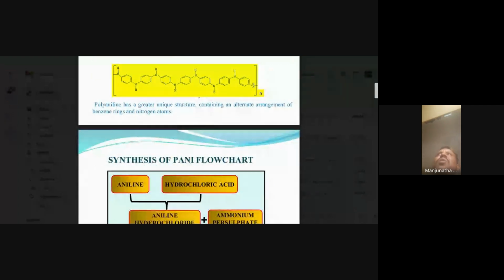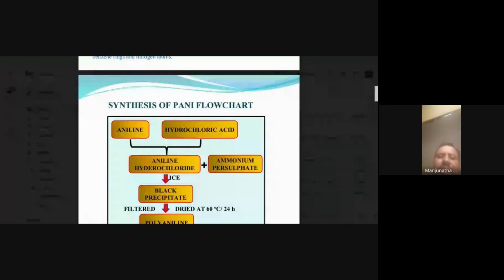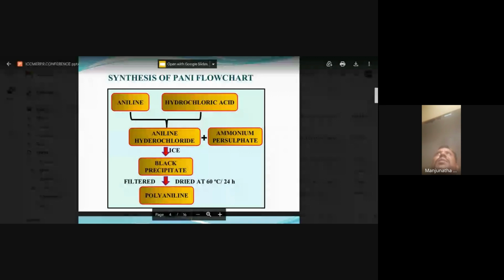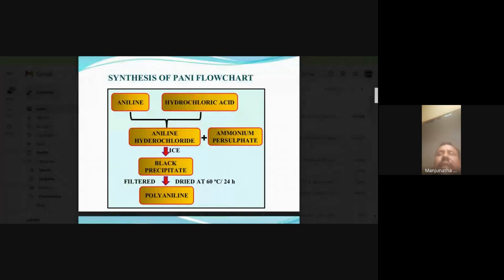Next, how to synthesize polyaniline. Using this flowchart, you can synthesize the polyaniline. First, you take aniline and hydrochloric acid, HCl, and stir for 30 minutes. This product is called aniline hydrochloride. Then, with stirring, add ammonium persulfate, APS, again stirring at a cold temperature with the help of ice at about 4 degrees.